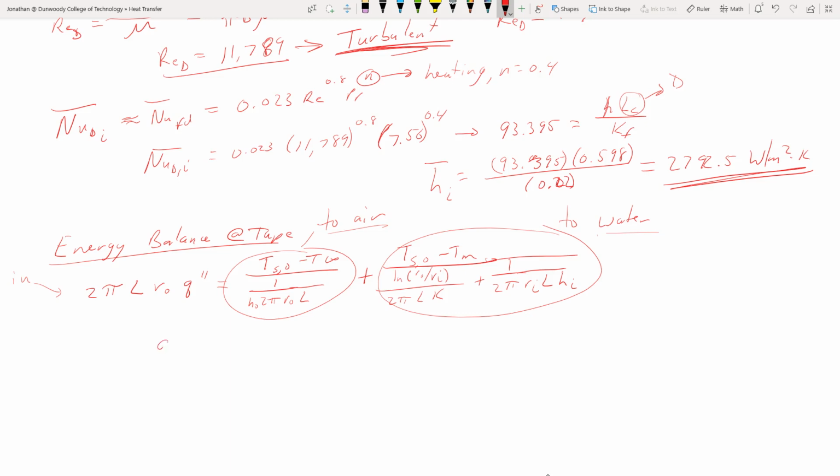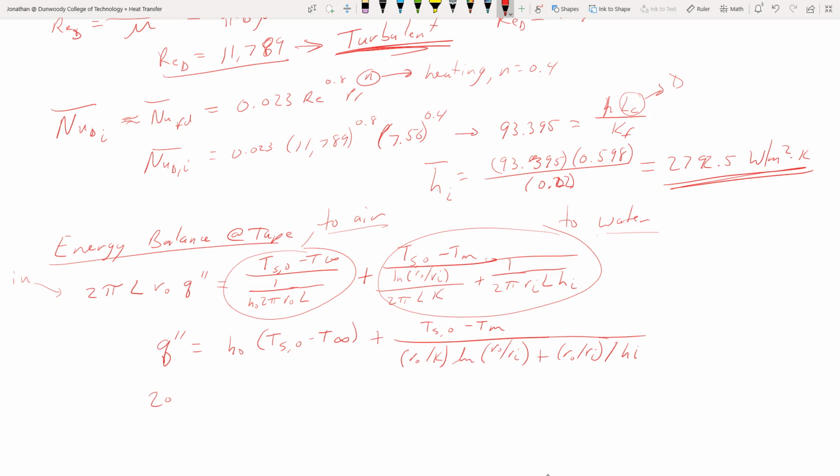So as we rearrange this a little bit, we get HO times (TSO minus T infinity) plus (TSO minus Tm) over RO divided by K, natural log of RO over Ri, plus RO over Ri divided by Hi. Alright, so I got a little messy there, but not terrible. So we're going to fill in our values. So what do we get?